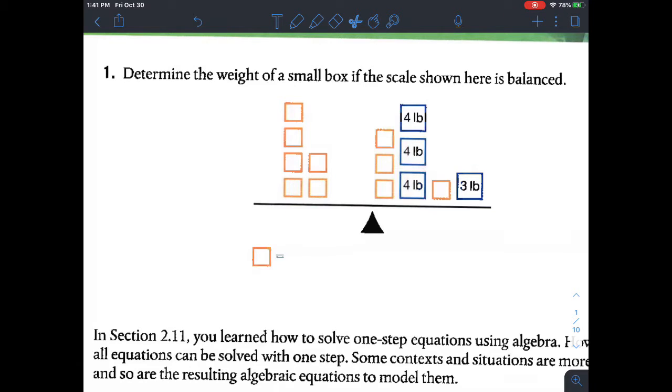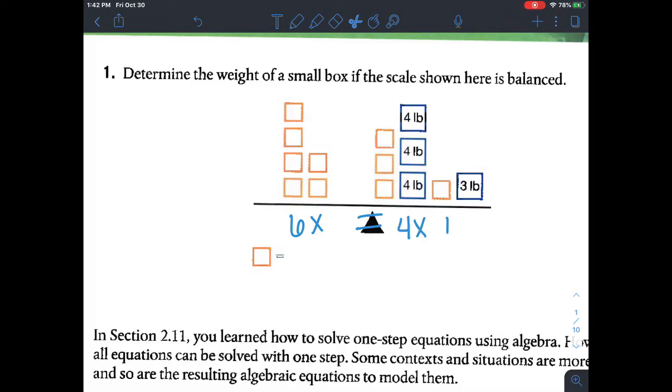So this scale is showing the weight of boxes. It's balanced. So we want to determine the weight of the small orange box using an algebraic method. I don't know how much each orange box weighs, so I'll use a variable to represent that. There are 6 orange boxes on the left-hand side, and that's equal to how many orange boxes?